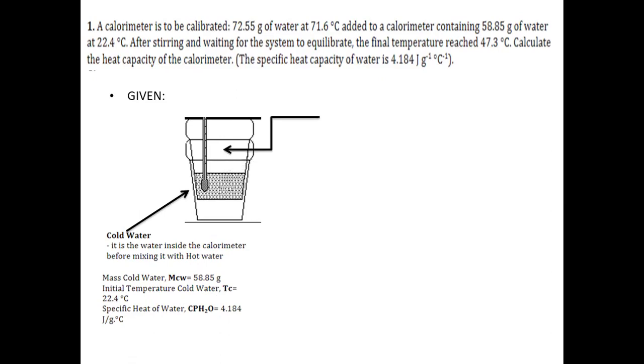Now, to perform the experiment, we have added hot water. The hot water has a mass of MHW, which is equal to 72.55 grams, and the temperature of the hotter water, TH, is 71.6 degrees Celsius. The specific heat of water for cold and hot water is 4.184 joule per gram degree Celsius.